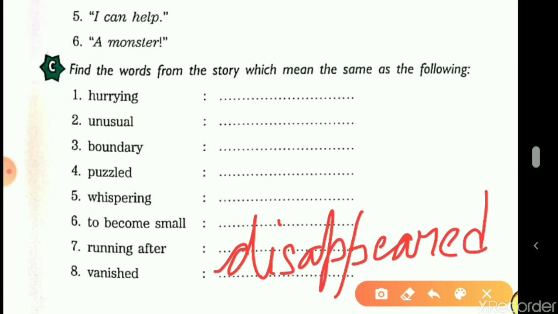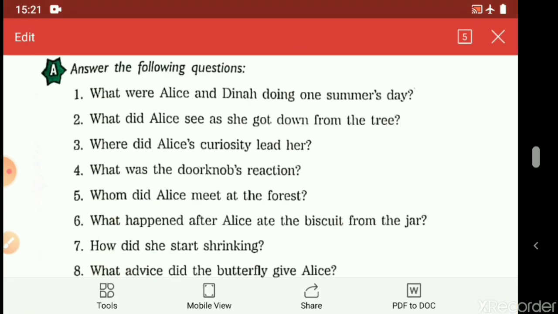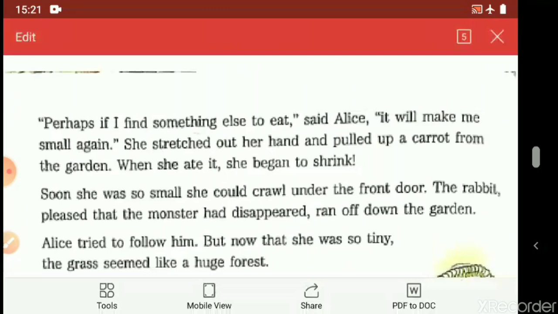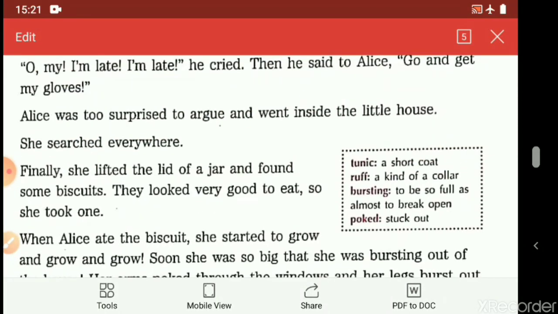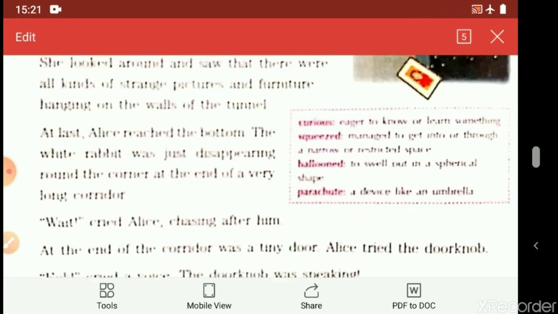So, these were the synonyms. Now, children, I'm going to start with frame sentences. I have taken certain words from the chapter, the new words of the lesson, and framed sentences.